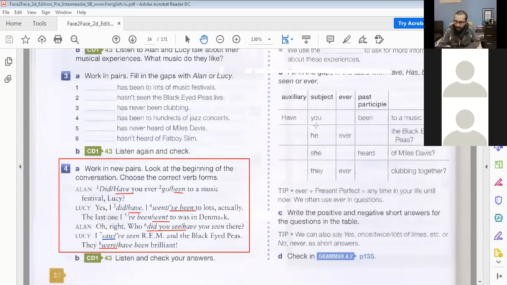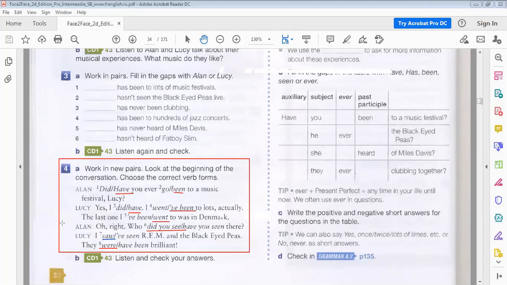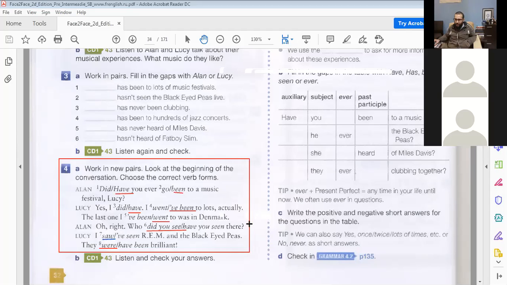So let's read this one more time. Suhaib and Rashid, can you read this conversation, please? Suhaib, you can be Alan, and Rashid, you can be Lucy. Let's practice this one more time. You can start, Suhaib. Have you ever been to a music festival, Lucy? Yes, I have. I've been to lots, actually. The last one I went to was in Denmark. All right. Who did you see there?